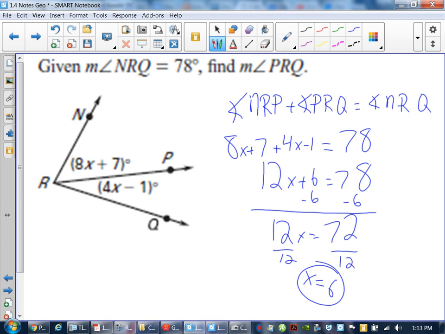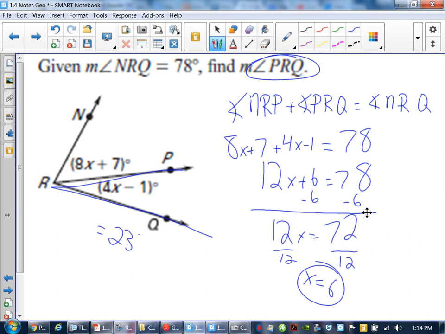No. What do I have to do? Plug x in. We substitute in values. I always like to plug in my numbers. Looking for angle PRQ. All right, real tough now. 6 times 4 is 24. Subtract 1. 23. There you go.